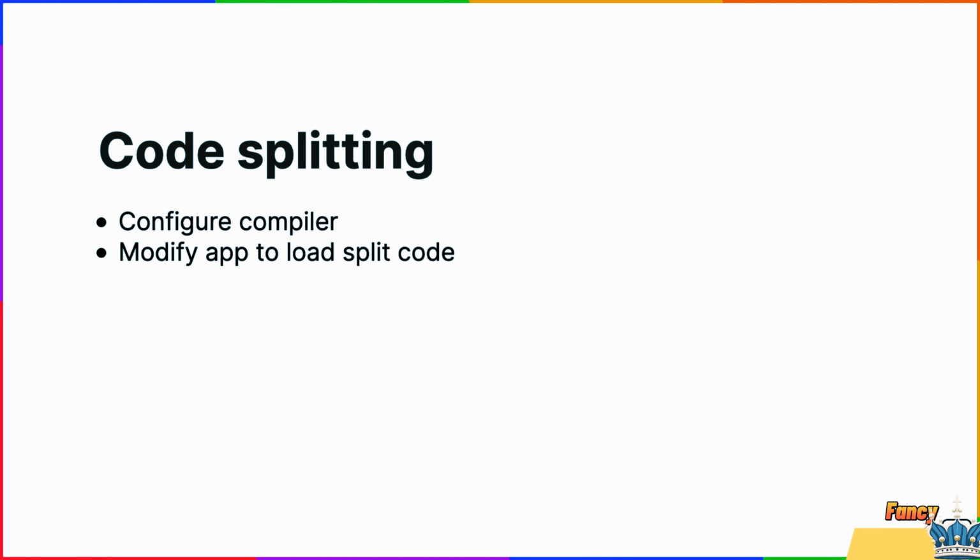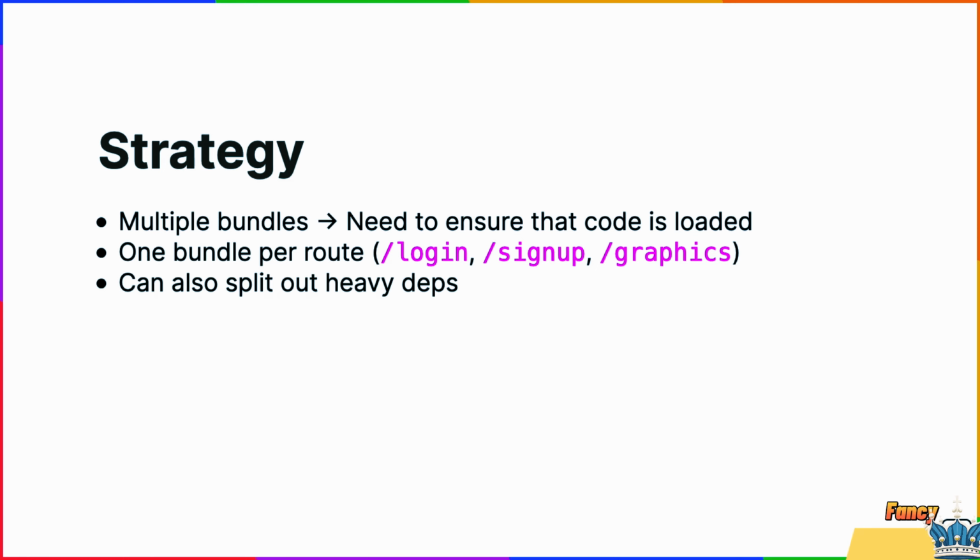The process of code splitting includes 2 steps: configuring the compiler and modifying the app to load split code. With just one large bundle, we don't need to worry if our code is loaded yet. But with multiple smaller bundles, we need to ensure that all required code is available. One way to split code is to bundle code by routes, i.e. have one module per route. We have 3 main routes that we can split for: login, register, and graphics.